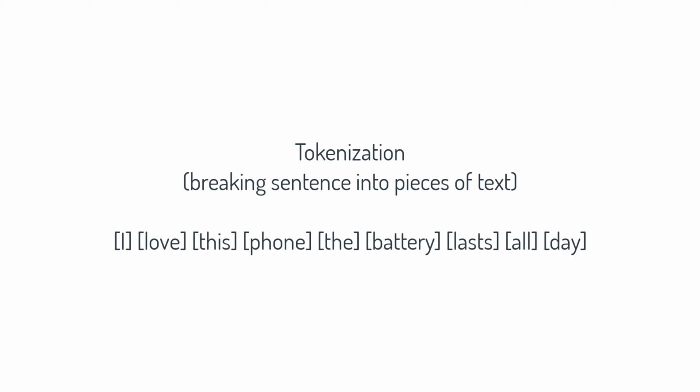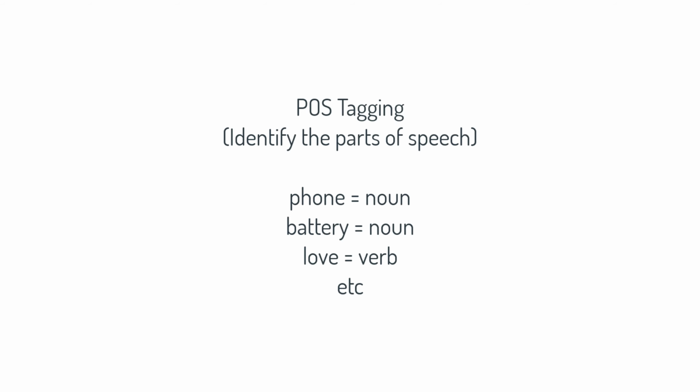So first of all, NLP will apply a technique known as tokenization, where it's going to break down that sentence into several tokens. So basically, we'll now have tokens such as "I love this phone, the battery lasts all day." So through the technique of tokenization, NLP has broken down that sentence into different tokens. Next comes the POS tagging, the parts of speech tagging. So this is where NLP will be able to identify the parts of speech in that sentence. So it will correctly identify phone, battery as the nouns, love as the verb, and so on.